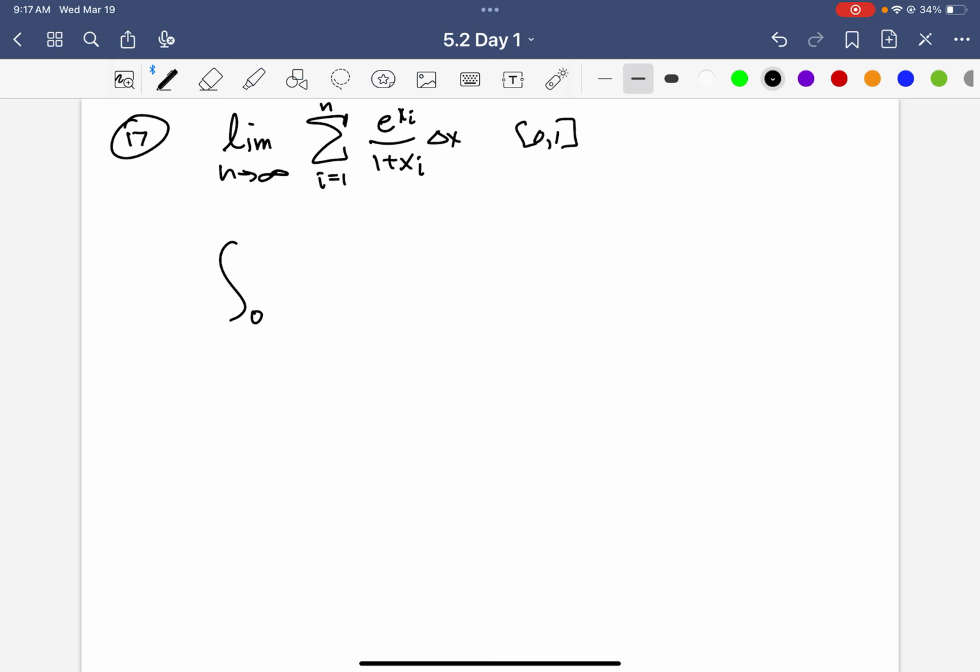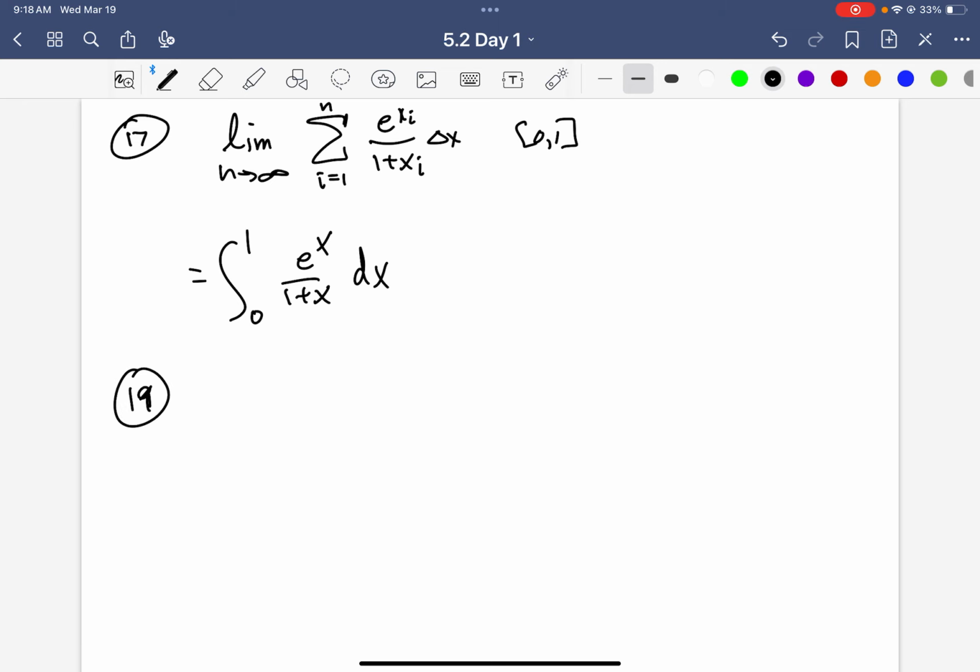It tells us on 0 to 1 here. Every rectangle is going to have the width delta x. In the limit, that becomes dx. And then our height here is just the function, so that function is going to be e to the x over 1 plus x. So that would be the integral that we would need to solve for that limit. So that's 17.